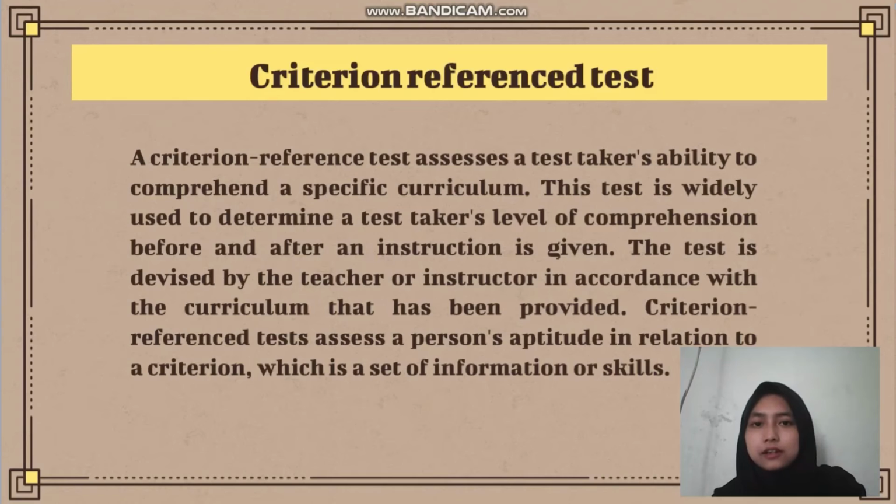And then criterion reference test. A criterion reference test assesses a test taker's ability to comprehend a specific curriculum. This test is widely used to determine a test taker's level of comprehension before and after an instruction is given. The test is devised by the teacher or instructor in accordance with the curriculum that has been provided. Criterion reference tests assess a person's aptitude in relation to a criterion, which is a set of information and skills.